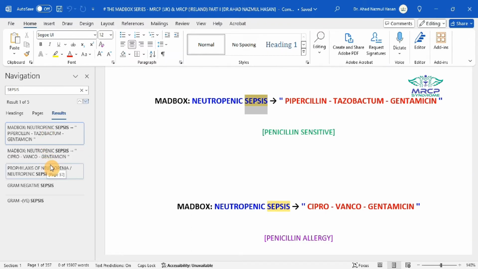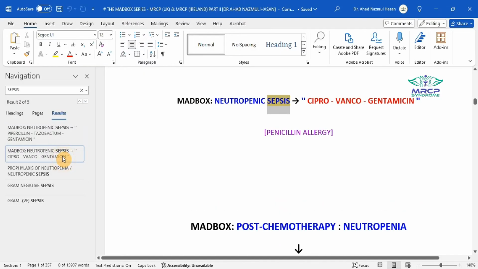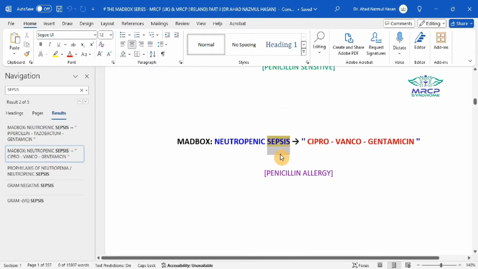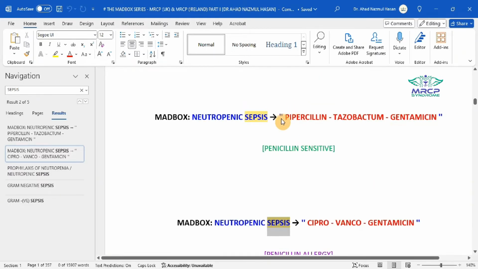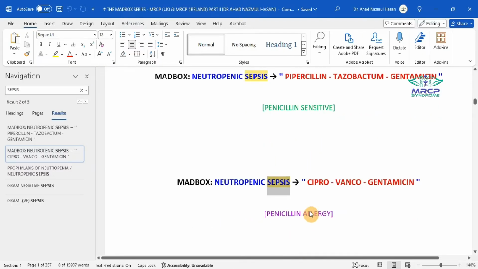Clindamycin? No, not clindamycin. We need to go for ciprofloxacin and vancomycin. Okay, and I need to correct this. Currently they have omitted gentamicin. No need to go for gentamicin in a patient with neutropenic sepsis. So first line would be piperacillin tazobactam if the patient is penicillin sensitive, and if the patient is penicillin allergic, then go for ciprofloxacin and vancomycin. So either you go for Tazocin or you go for Cipro and vanco.